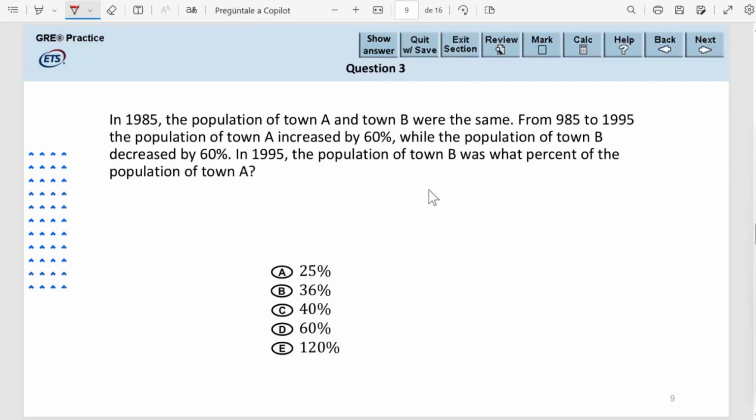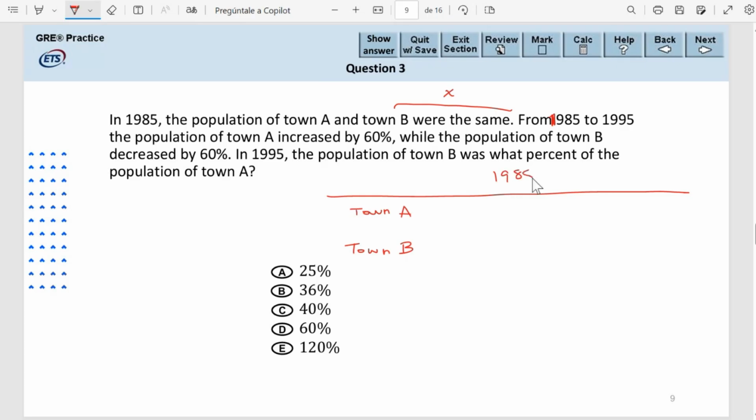How do we do this? Here, the question mentions the populations of two towns. Originally, they were the same. We don't know what this population was, so let's call it X. And let's make a little table so that we can keep track of the figures and quantities in this question. Here is supposed to be 1985.